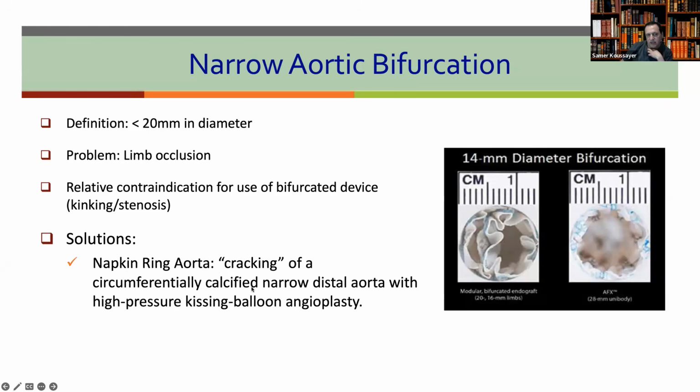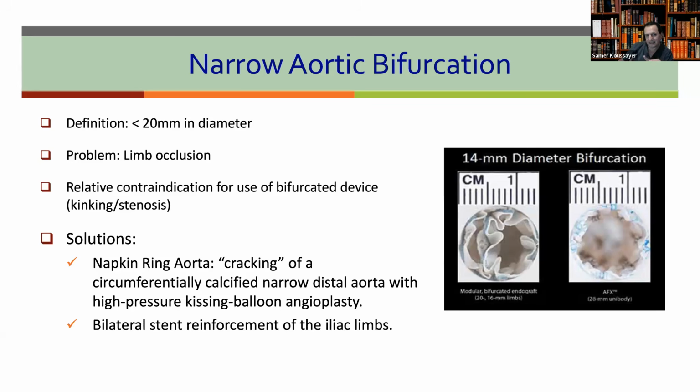Napkin ring aorta: cracking of the circumferential narrow aorta with high pressure kissing balloons. So you can do that. But guys, don't do that before putting in an EVAR, because if you crack it, you may rupture the aorta. If it's circumferential, it'll be very hard. If it's like, you know, a half circle, then yes, you can crack it. But if circumferential, it'll be very hard. You have to be very careful. But again, if you decide to use a high pressure balloon to crack it, it has to be after doing the EVAR. If something ruptures, at least you have an EVAR inside, you know. So that's what usually you do.